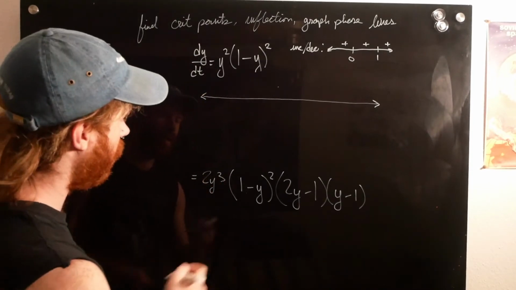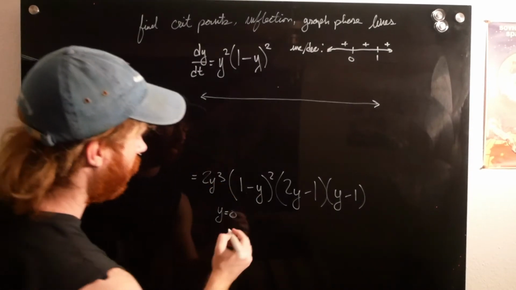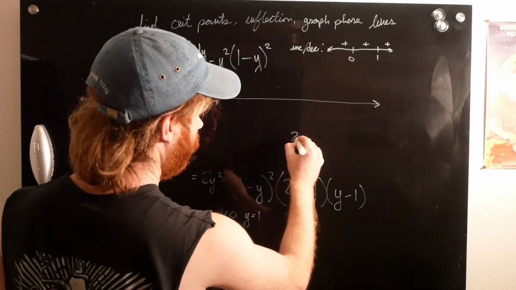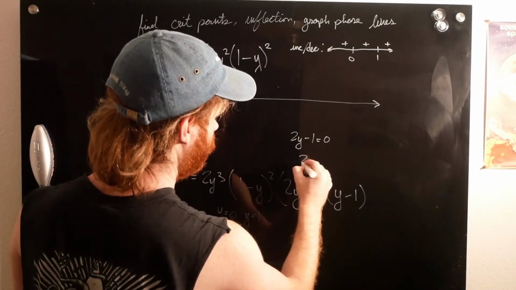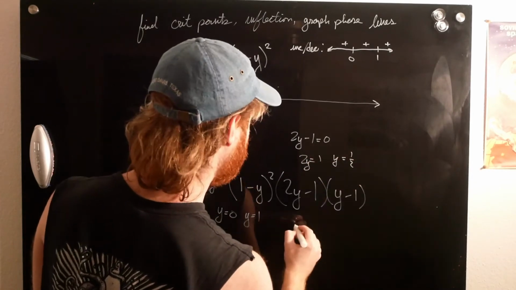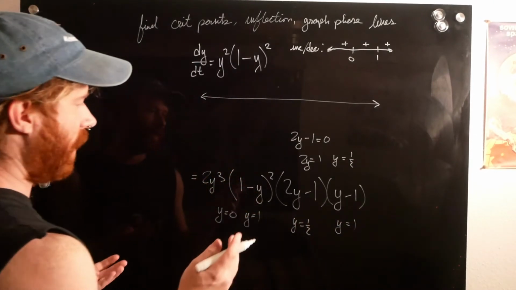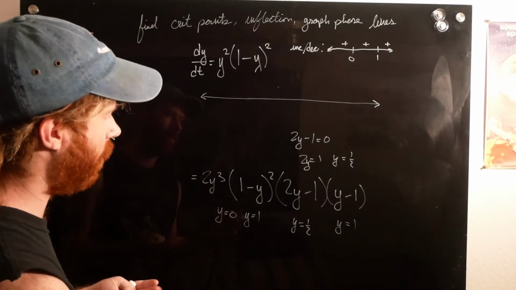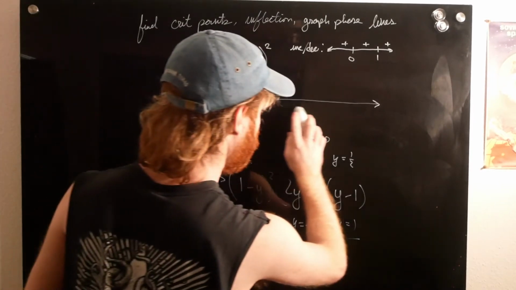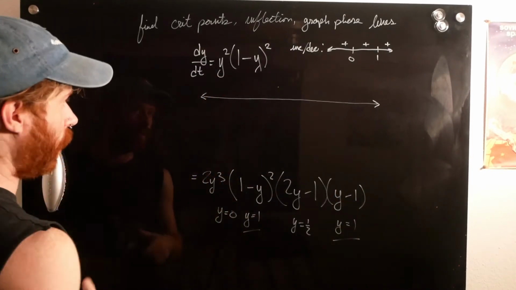start testing points. We have y equals 0 for this, right? We have y equals 1 for this zero. We have, well, 2y minus 1, where does that equal 0? 2y equals 1, y equals 1 over 2, right? And then y equals 1 again. So we have like a double root here. We have 1 twice is what I meant.